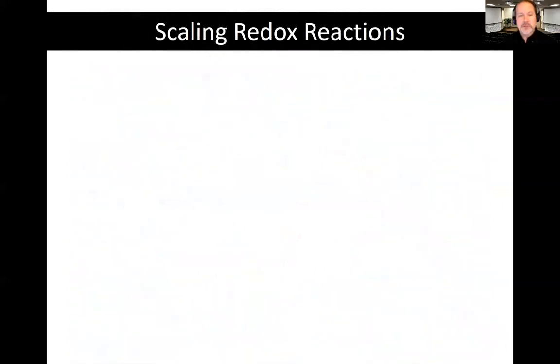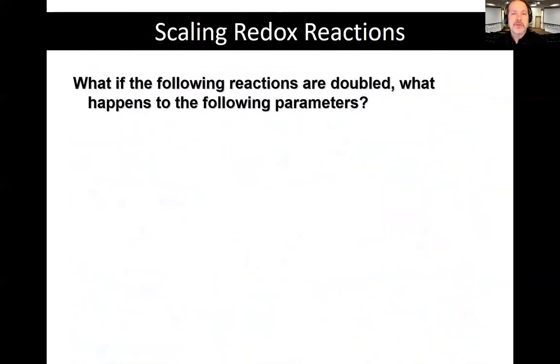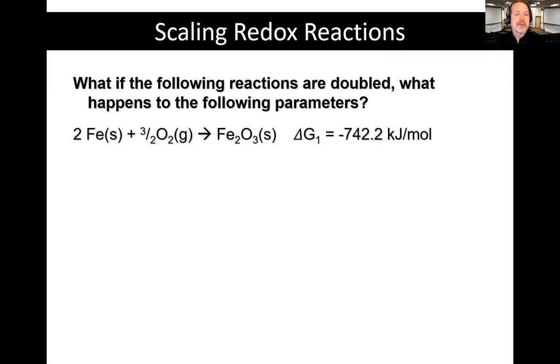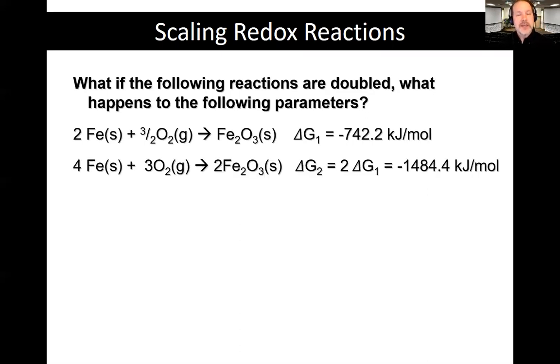So in the past, we've learned about scaling up chemical reactions. Let's say you had a chemical reaction like, say, the oxidation of iron, also called rusting. This has a huge free energy to this. Now, if you were to scale this chemical reaction and double it, you would end up doubling the free energy associated with that, or any fraction thereof. If you did it in half, then you would cut the free energy in half.